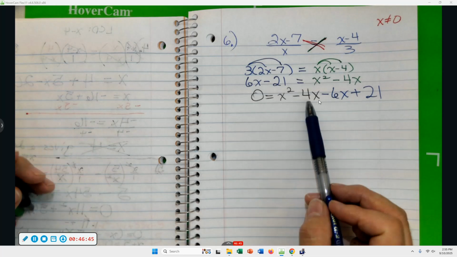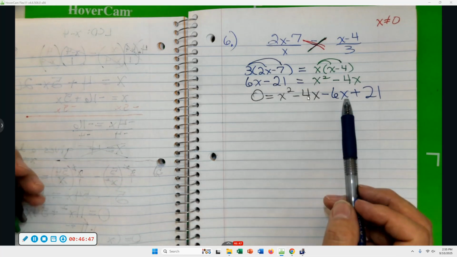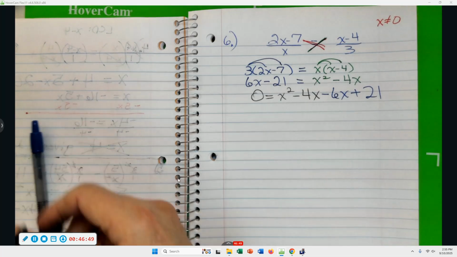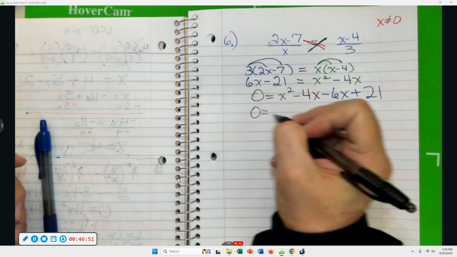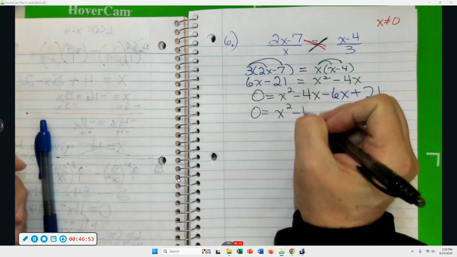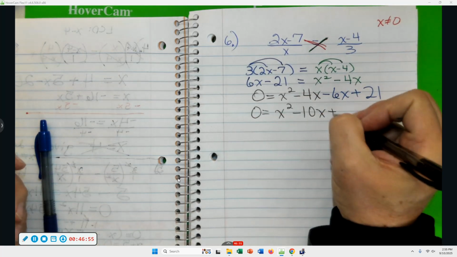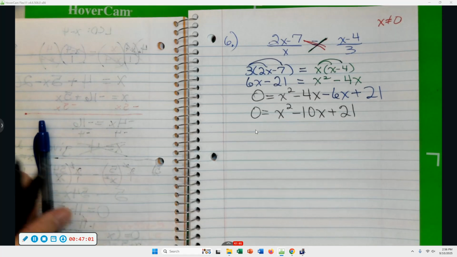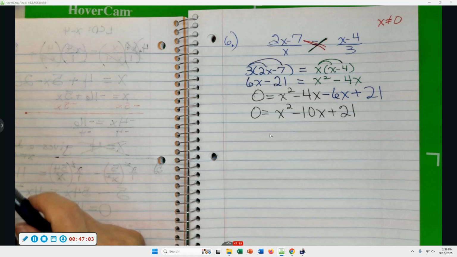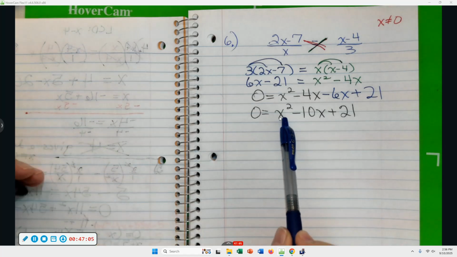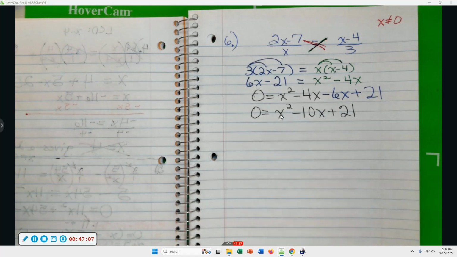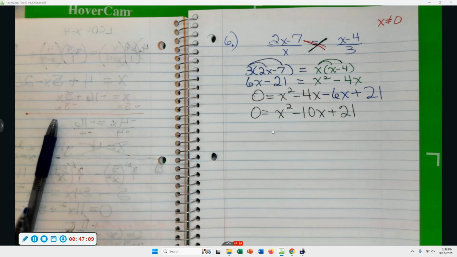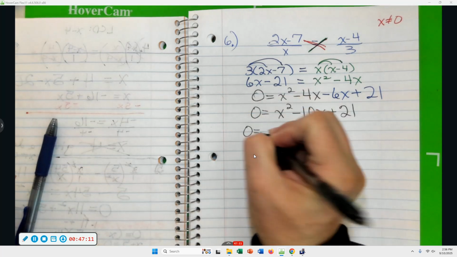We can combine those terms. Negative 4x minus 6x. What's that going to give us? A negative 10x, I agree, plus 21. Oh, I like this factoring. Oh, I like the factoring too. It's a simple trinomial. X squared, there's only one possibility. What is it? 1 times 1.